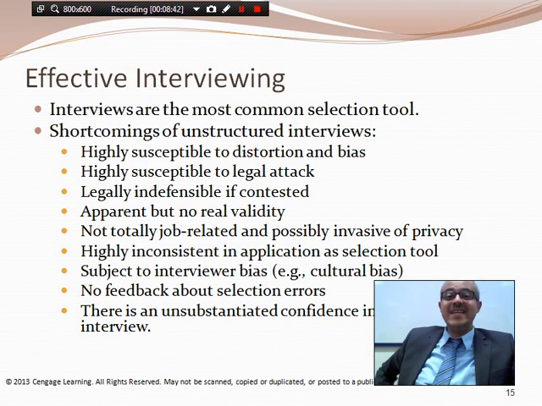Next, we've got highly inconsistent in application, a selection tool subject to interviewer bias. So if the interviewer is biased, then they can play with the rules. And then maybe no feedback about selection errors. And there is an unsubstantiated confidence in the traditional interview. Are you guys okay with these shortcomings of unstructured interviews?